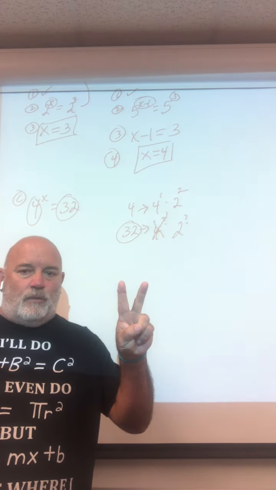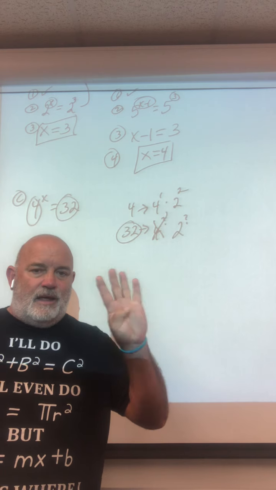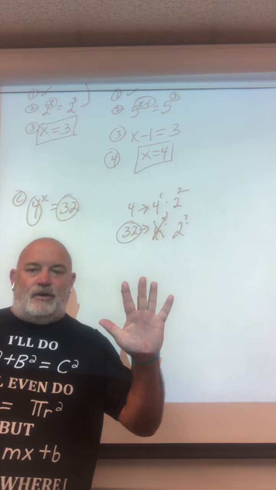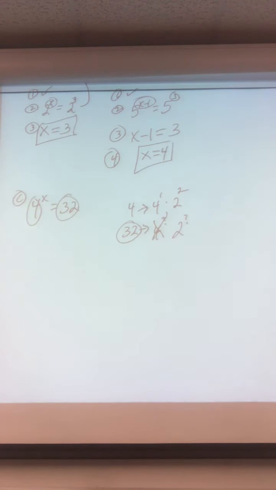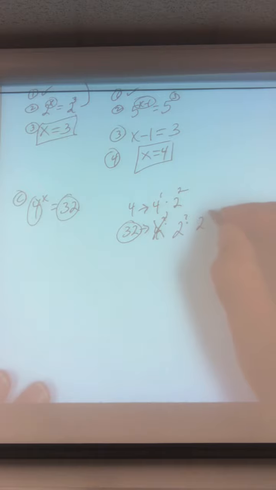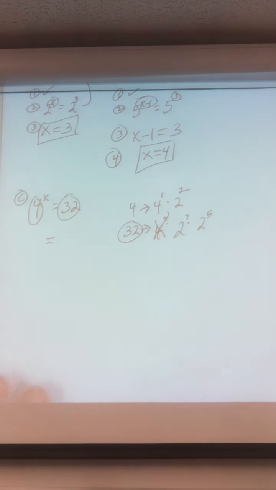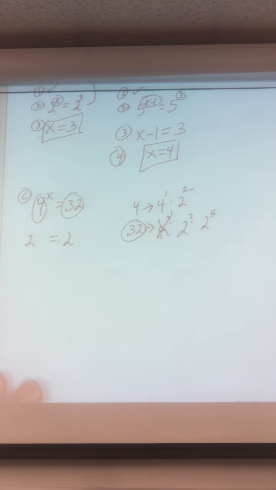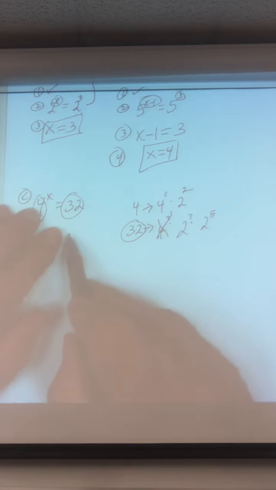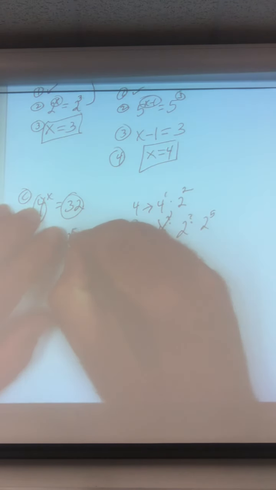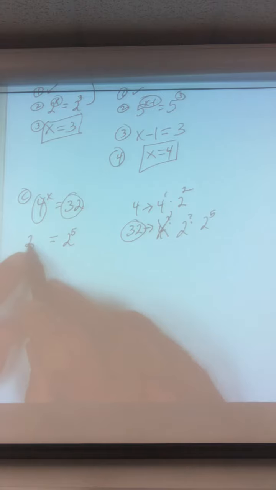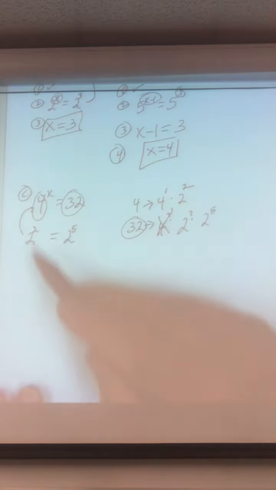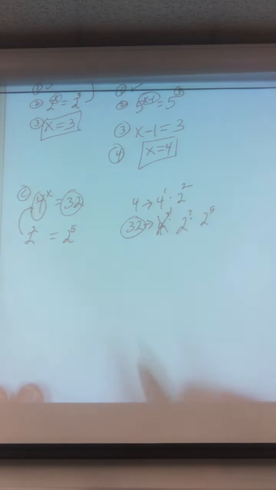2 times 2 is 4. 4 times 2 is 8. 8 times 2 is 16. 16 times 2 is 32. So I can write 32 as 2 to the 5th. All right, so here's what we're going to do. We're going to rewrite both sides using base 2. So, what power on this 2 has to be here to give me the 32? 5. What power on this 2 has to be in order to give me the 4? 2. So, 2 squared is 4. 2 to the 5th is 32.